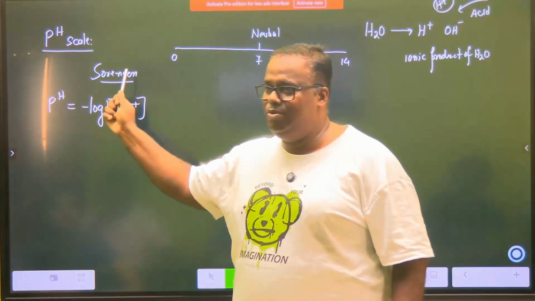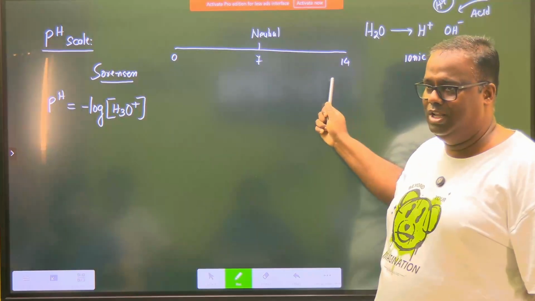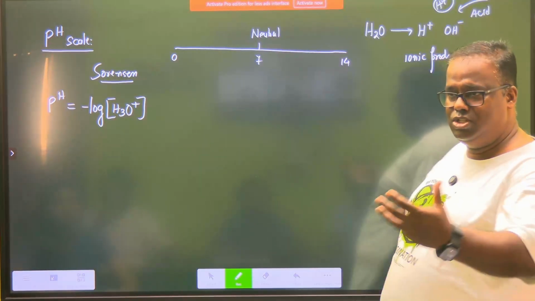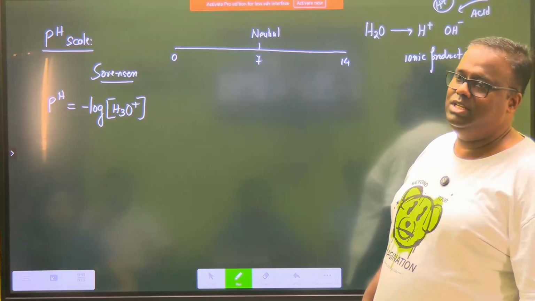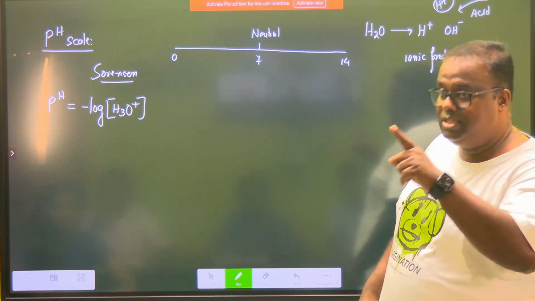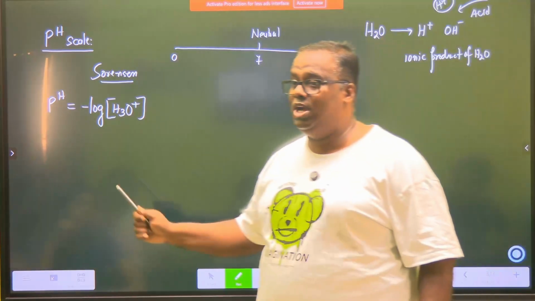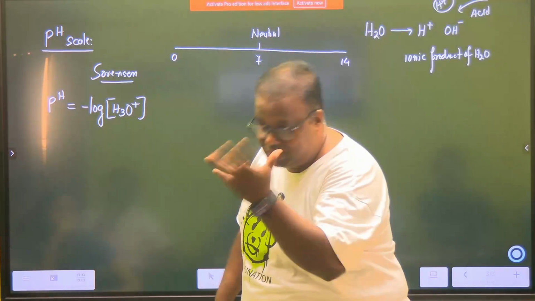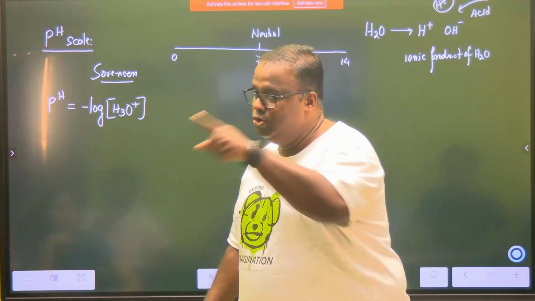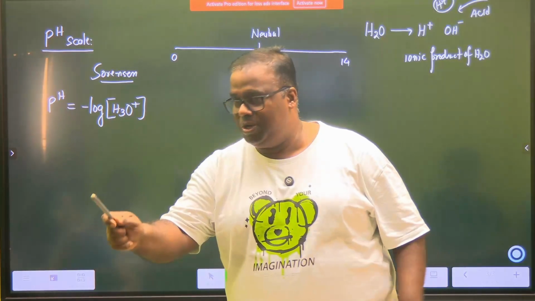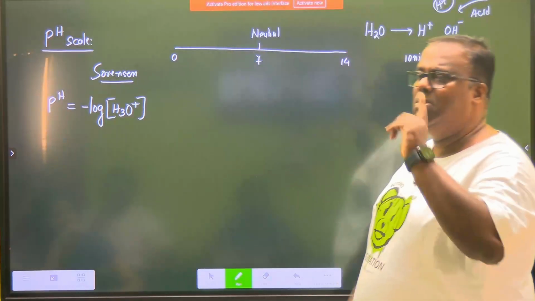This is a scale which is designed from 0 to 14. At 7 we designate you as neutral. Why are we designating you as neutral? We are designating you as neutral because we are hunting how many H plus are there in you. You being water, your H plus and OH minus should be balanced.